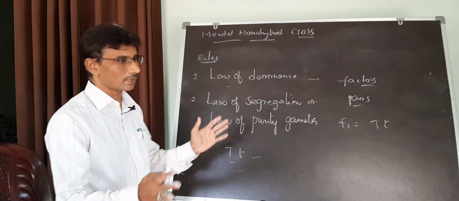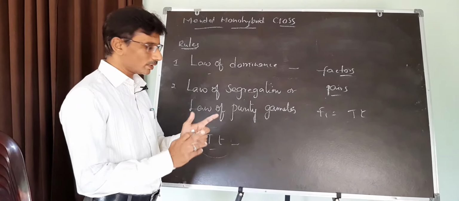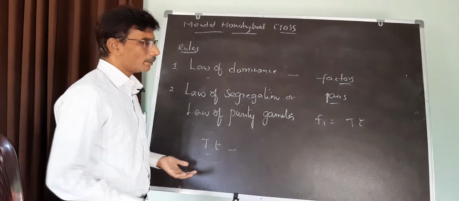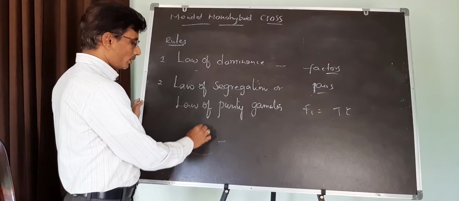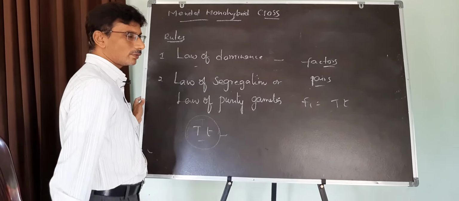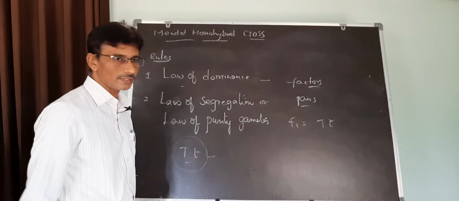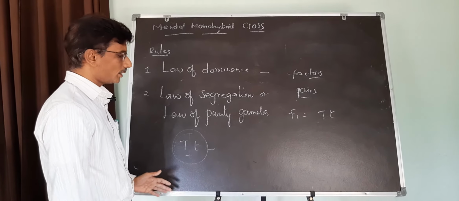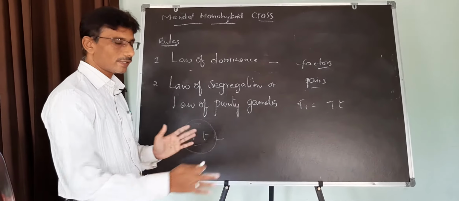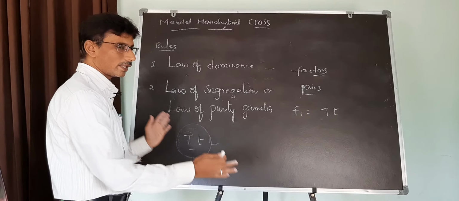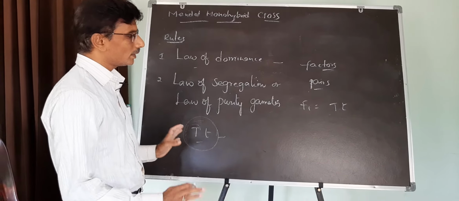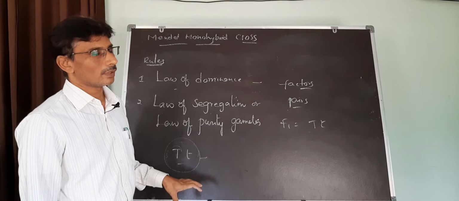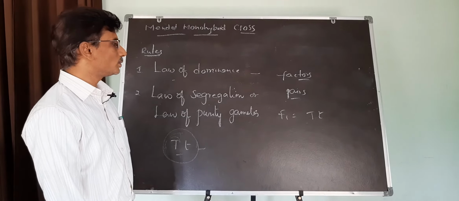It means during the formation of the gametes, meiosis occurs. During this meiosis, the alleles segregate from each other, without blending. Even though they are in heterozygous condition together, they do not blend or fuse with each other, they are pure, and during the formation of the gametes they segregate from each other. So the capital T allele segregates from the small t allele without blending, without fusion. That is the law of segregation.